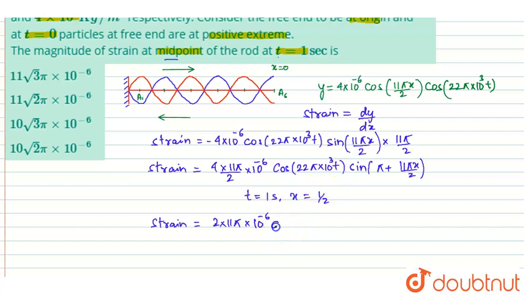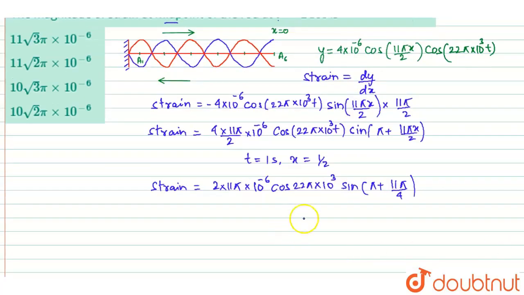Now when you put t here, this will be cos 22 pi into 10 raised to the power 3, t is 1, into sine. When you put the value x equals 1 upon 2, this is sine of pi plus 11 pi by 4, right? So you can see that the argument of the cosine is a multiple of pi, 22,000 pi. So this is an even multiple, so this will be 1.